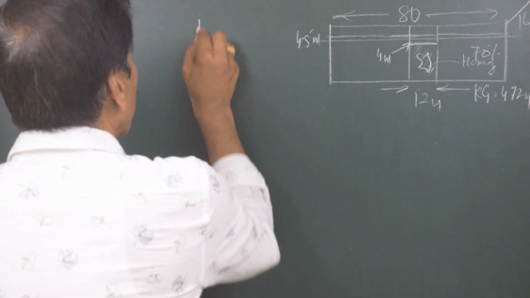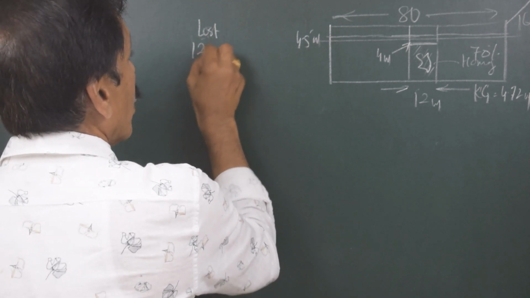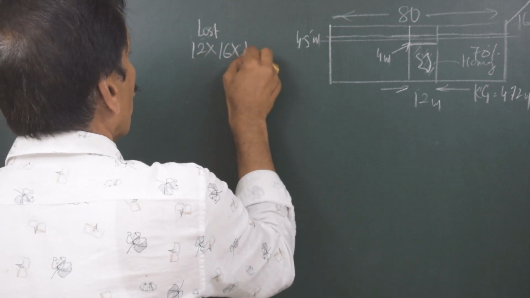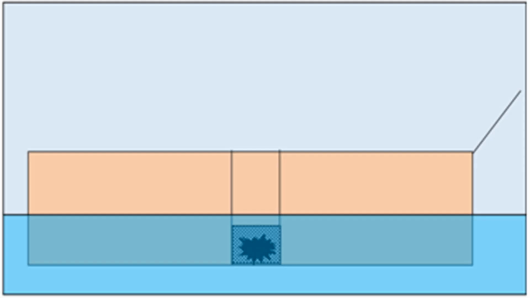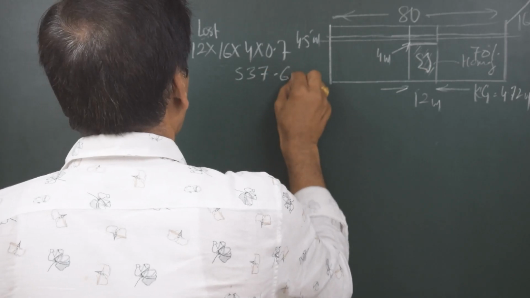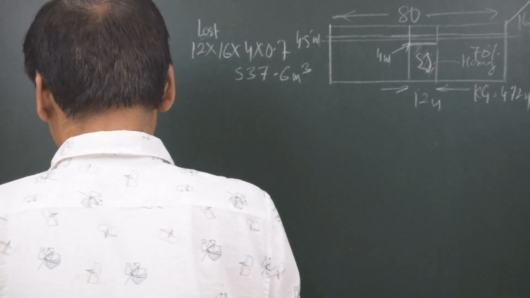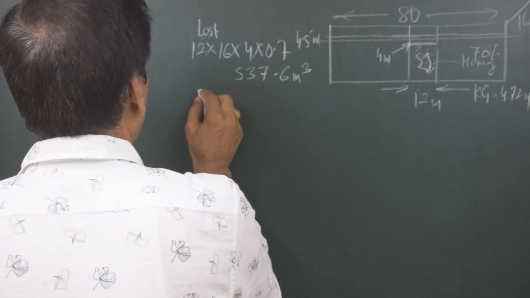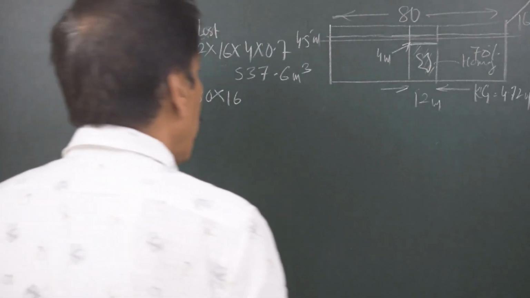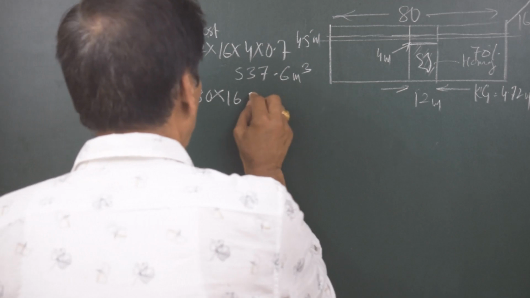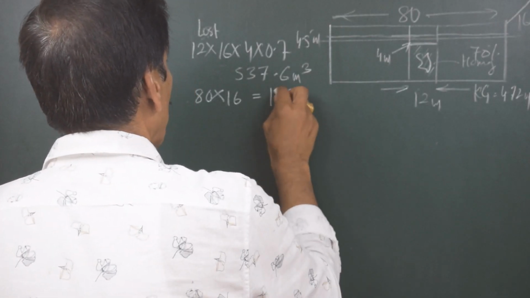So what is the lost buoyancy? Lost buoyancy should be equal to 12 into 16 into 4 into 0.7. So this is the lost buoyancy, 537.6 meter cube, right? And intact water plane area should be 80 into 16, because the water plane area is not going to be breached, so it is 1280.